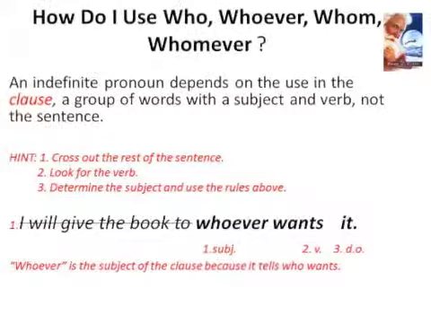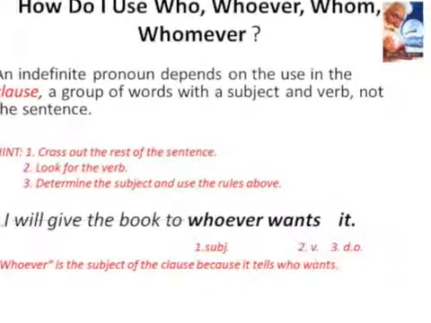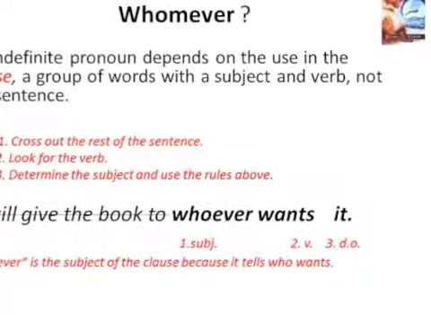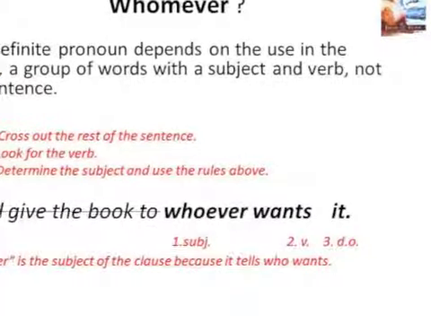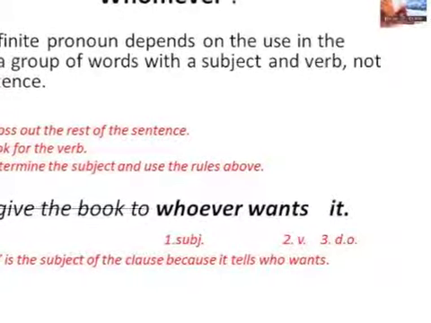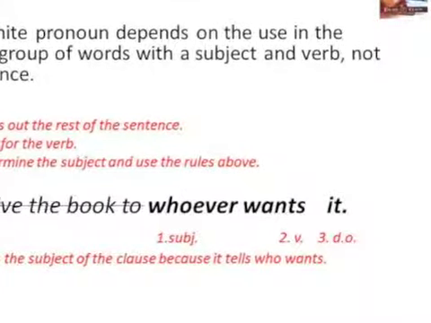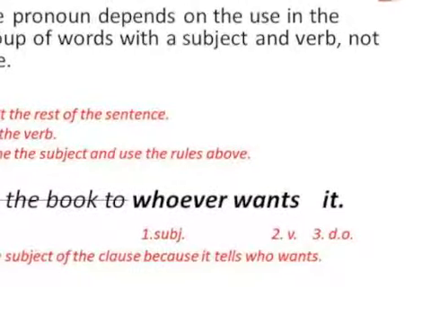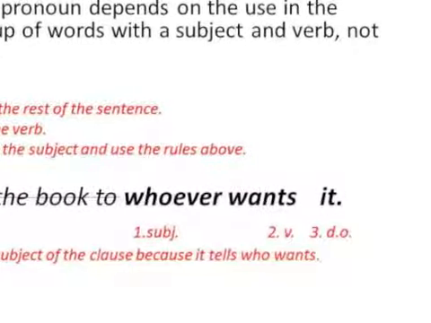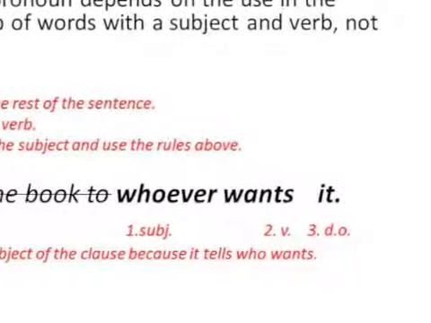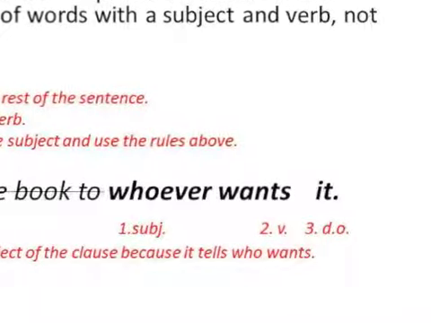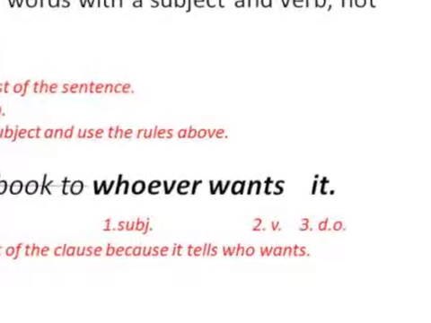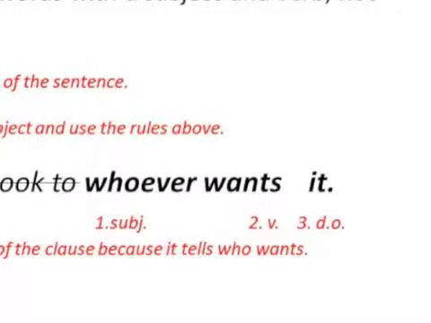Now let's look at relative clauses. These are ones that begin with who, whoever, whom, or whomever. The first thing you do is get rid of the rest of the sentence. Next, look for the verb. Then determine which is the subject and use the rules you learned for subject and object pronouns. So let's get rid of I will give the book to.